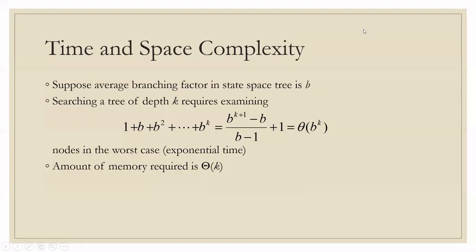When we analyze the time and space complexity of backtrack search, if B is the branching factor of the state space tree, it is in the order of B raised to K in the worst case, and the amount of memory that is required is in the order of K.